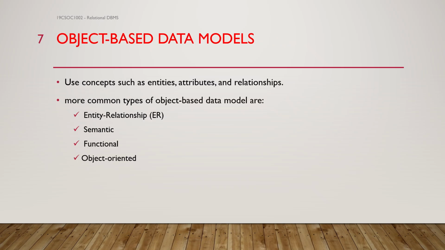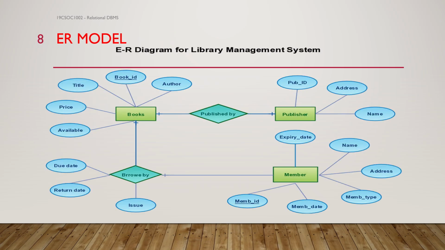First, the object based data model. Object based data models contain entities, attributes, and relationships. The common types of object based data models are ER diagrams, semantic models, and functional models, and it includes some object oriented concepts. This is an example of an ER diagram, which means entity relationship diagram, for a library management application. Here books, publisher and member are the entities, and published by and borrowed by are the relationships. The attributes are represented as oval shapes.